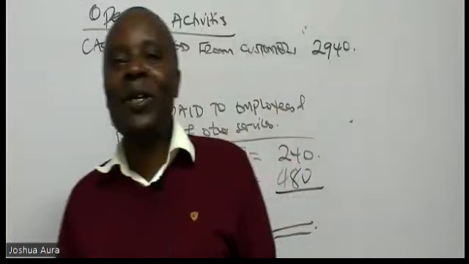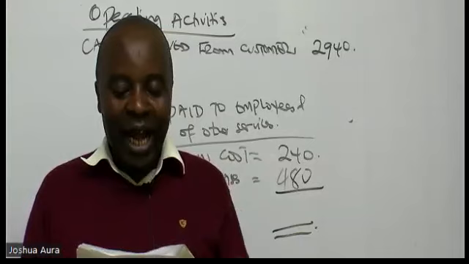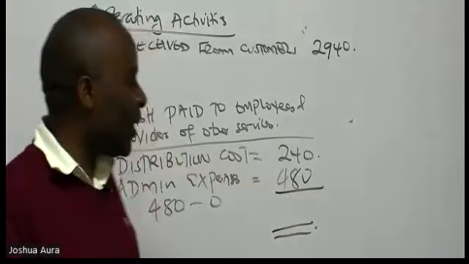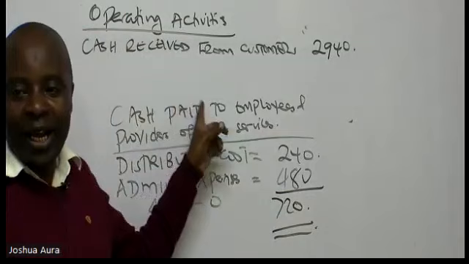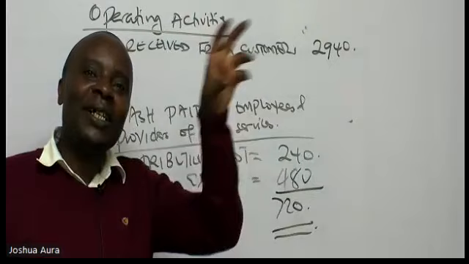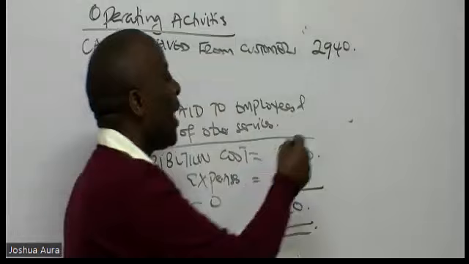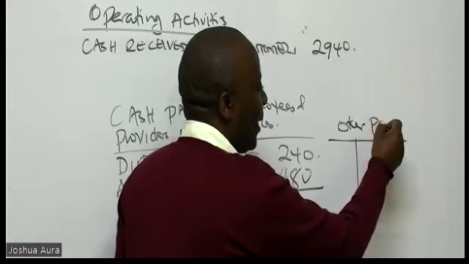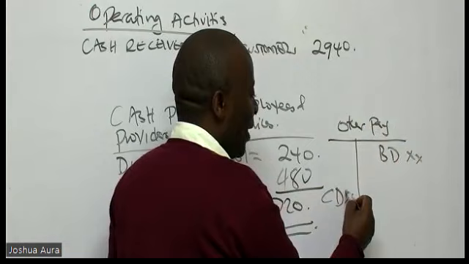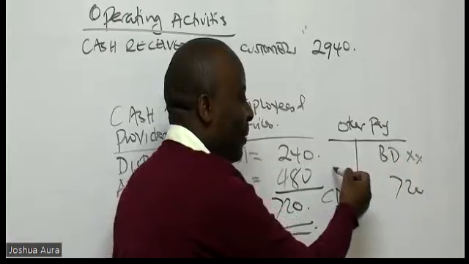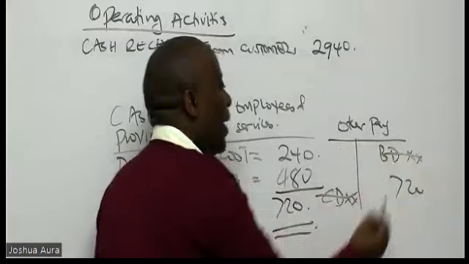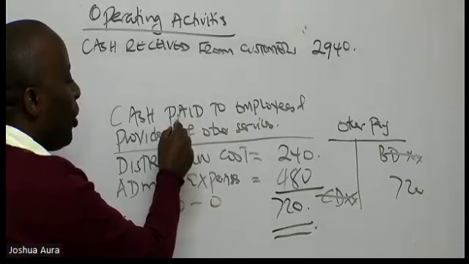Remember, in some questions, they'll give you what you call other payables. How I wish I had other payables. So like Eric is telling me this is 720. If I had other payables, they are not in the trade payables. Other payables normally come here. If I had an account called other payables, I would have created it here, brought down, put a figure there, carried down, put a figure here. And then whatever figure that I have here, I bring it here, 720, and then I'll be able to get the balancing figure. So here I've got nothing, so this 720 automatically is the cash paid to employees and providers of other services.